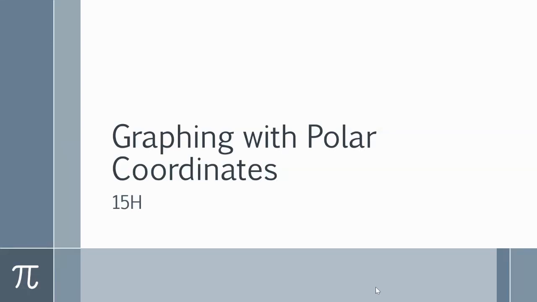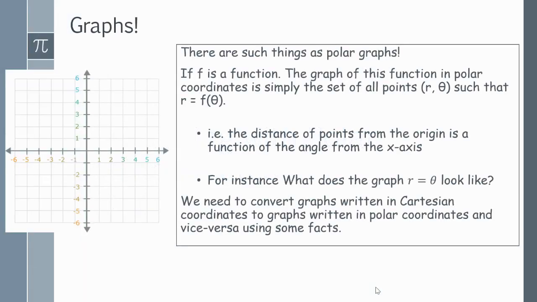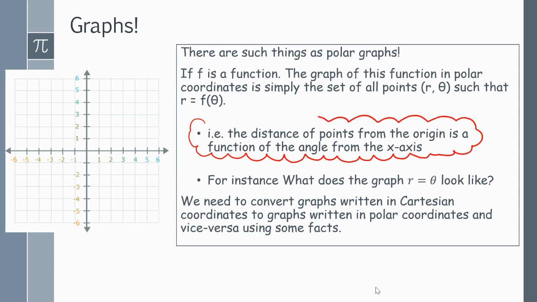15H is about graphing with polar coordinates. So there are such things as not only polar coordinates but polar graphs. The graph of a function f in polar coordinates is simply the set of all points (r, theta) such that r equals a function of theta. This means the distance of points from the origin is a function of the angle from the x-axis.